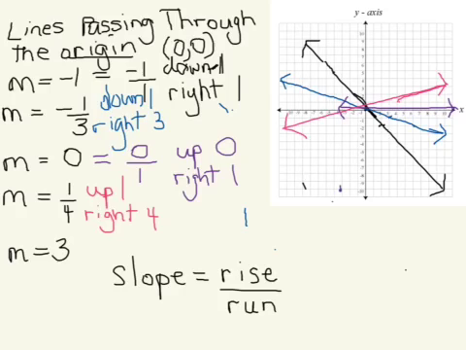And then the last one, we'll just really quickly take a look at it. For m equals 3, you would want to rewrite that as a fraction, 3 over 1. So that one you would go up 3 and right 1 from the origin. So that one would be steeper. Up 3, right 1 would be like this. Kind of. Okay, hope that helps, and have fun graphing.